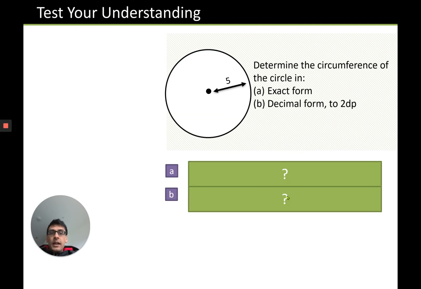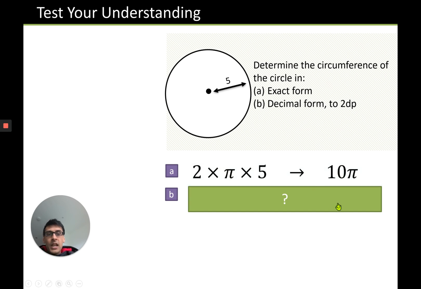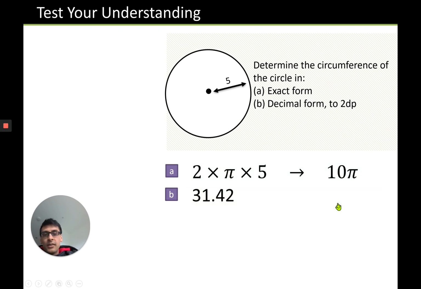So here's a question for you to try. Give the exact and decimal answer for this circle here. So you should see the circumference is going to be pi d. D in this case is 10, so it's going to be 10 pi. And then on your calculator, you can see it's going to be 31.42.